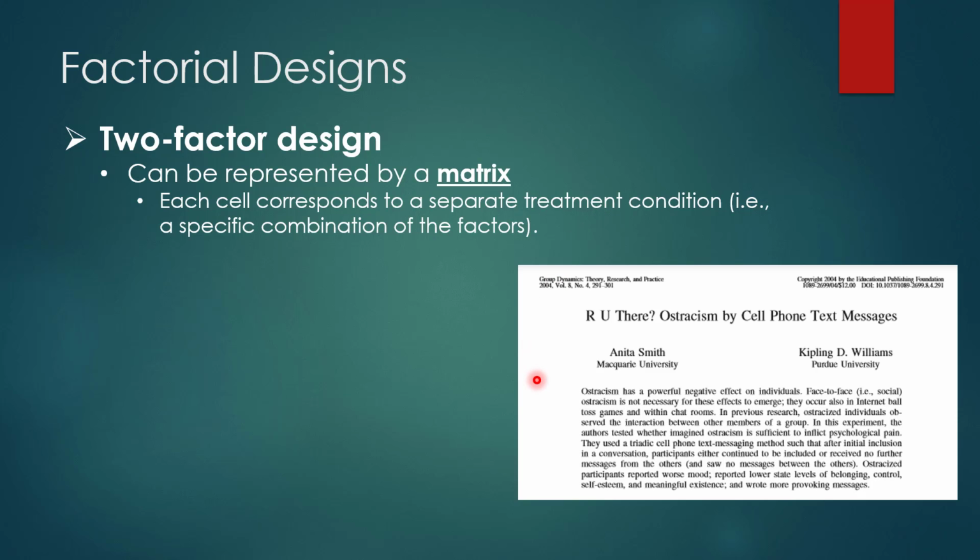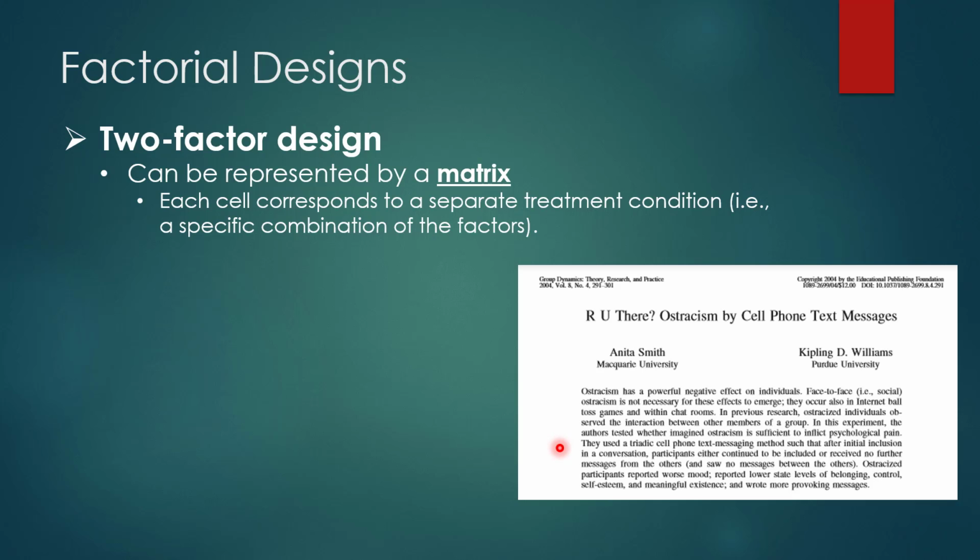So here's an example that we're going to go over throughout the class. Ostracism has a powerful negative effect on individuals. Face-to-face ostracism is not necessary for these effects to emerge. They occur also on the internet, in ball toss games, and within chat rooms. In previous research, ostracized individuals observed the interactions between other members of a group. In this experiment, the authors tested whether imagined ostracism is sufficient to inflict psychological pain.